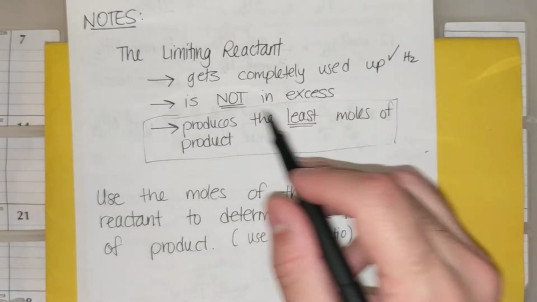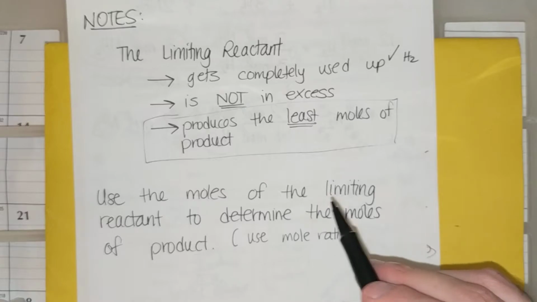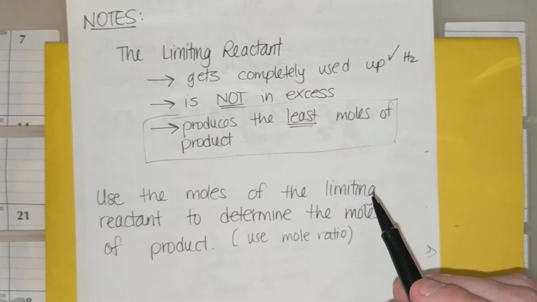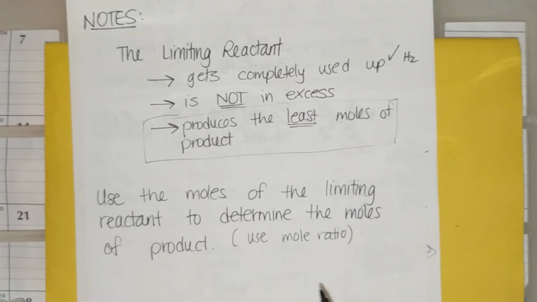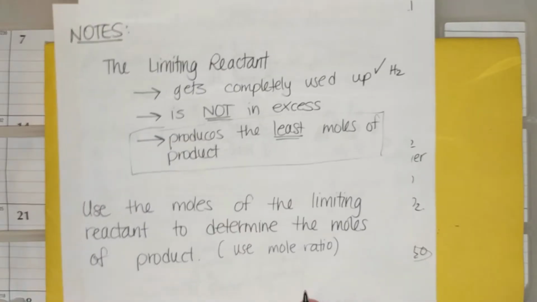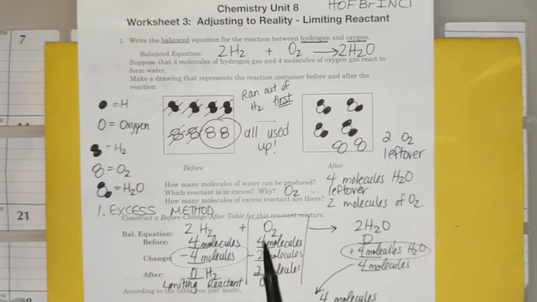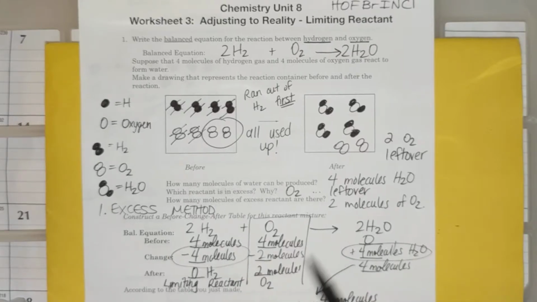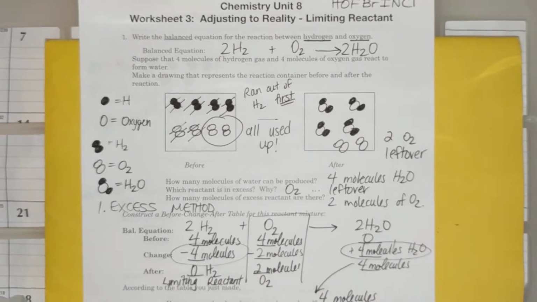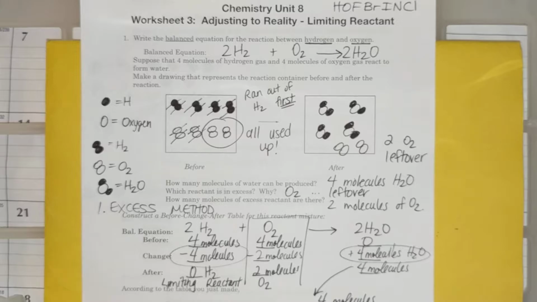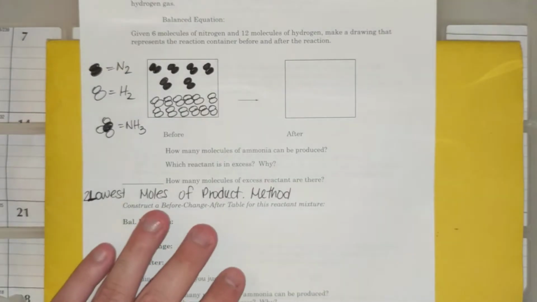And then finally, and we're going to see this in the next question, it produces the least moles of product. I want to use my moles of my limiting reactant to determine the moles of the product. I'm going to say this a lot. So I'm using my moles or my molecules of limiting reactant to determine the molecules of product. Okay? So now let's move on to the next question.